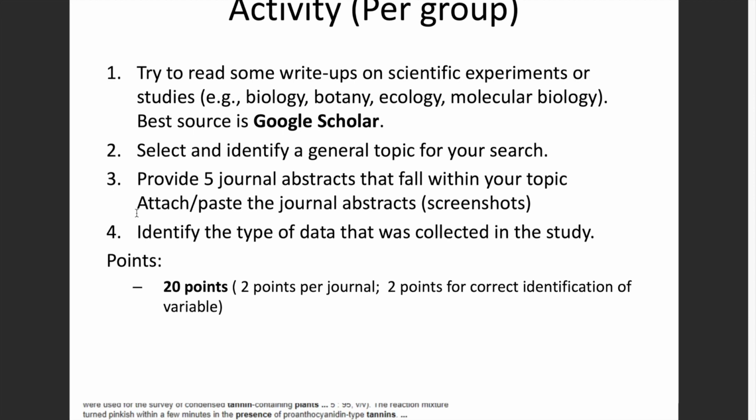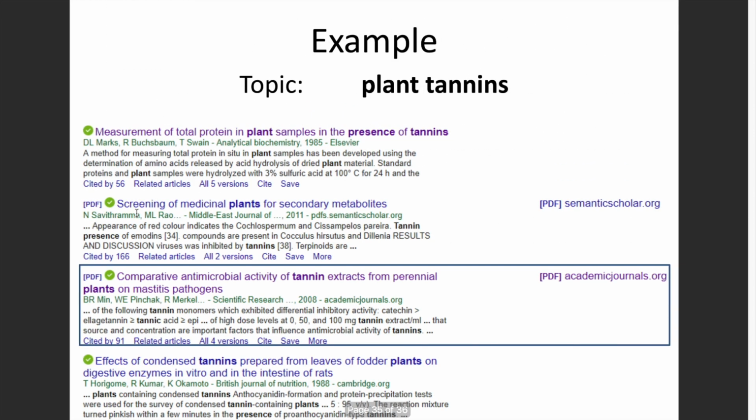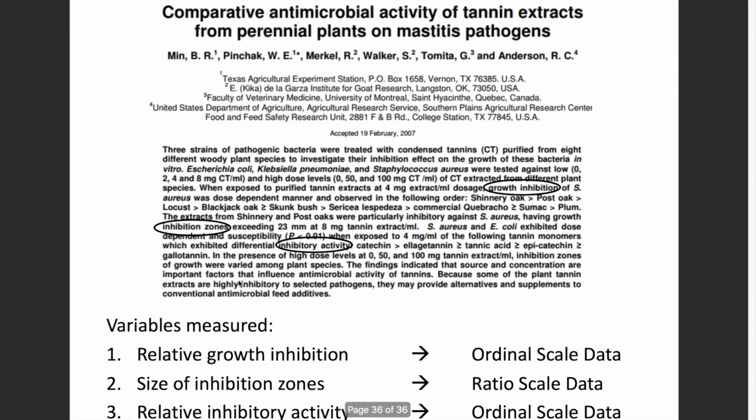Okay? So this is worth 20 points, 2 per journal. So that's 5 journals. And 2 points for correct identification of the variables that they have measured. Okay? That's the activity. For example, you can choose plant tannins. You can list all the variables measured and what type of data are they. They'll check it. You can submit it in our VLE.